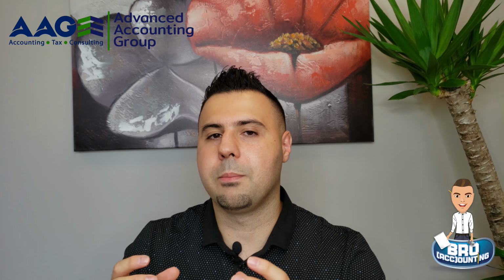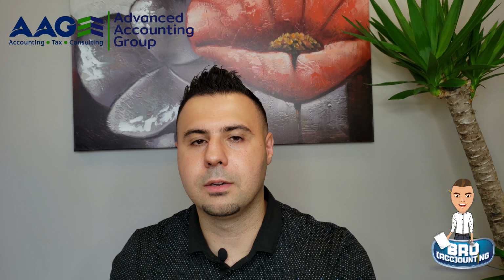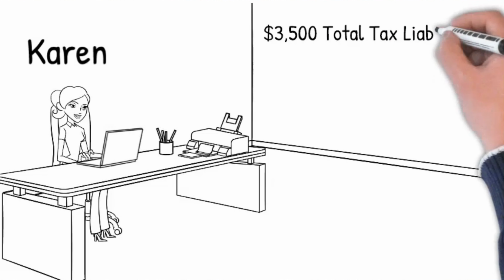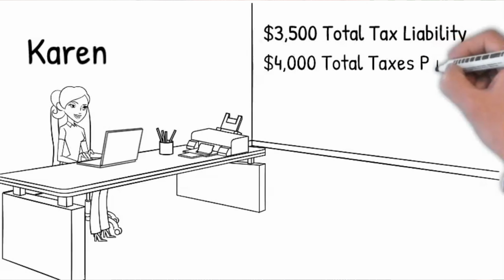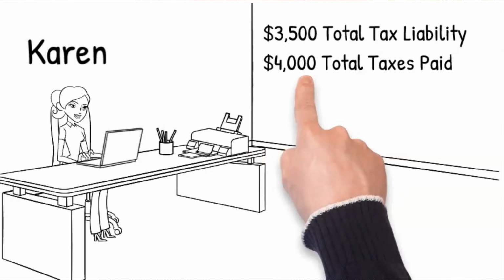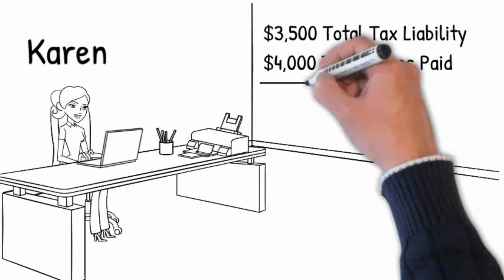All we're doing here is we're comparing her total tax liability for the year to what she actually paid in taxes. So she actually paid $4,000 in taxes throughout the year. So she overpaid, so now she's getting a $500 refund.